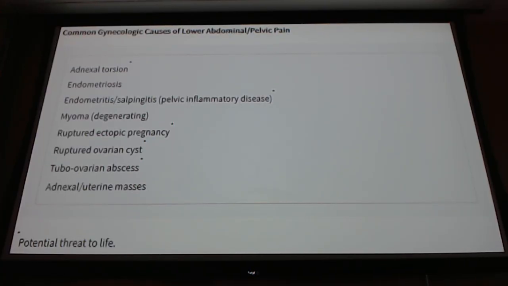Ruptured ovarian cyst, tubo-ovarian abscess. Those are four other things that are higher in that chart that are asterisked. So five out of eight are potential threats to life.